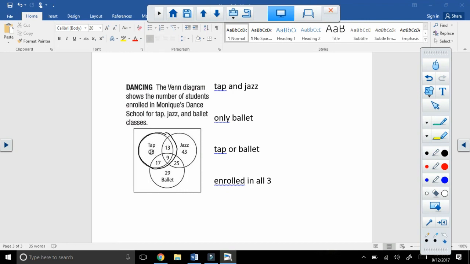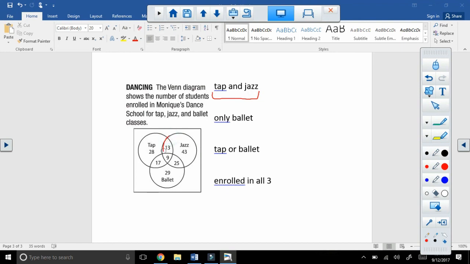Okay, so it's not just 28 kids that do tap, it's 28 plus 13 plus 9 plus 17. It's all of those kids. So don't let that confuse you, because I know sometimes we look at that and we just say, okay, tap is 28, and you try to move on. Okay, so looking at this, I want to locate the kids that do tap and jazz. So this is the kids that do both. So they have to have truth values for both of those.